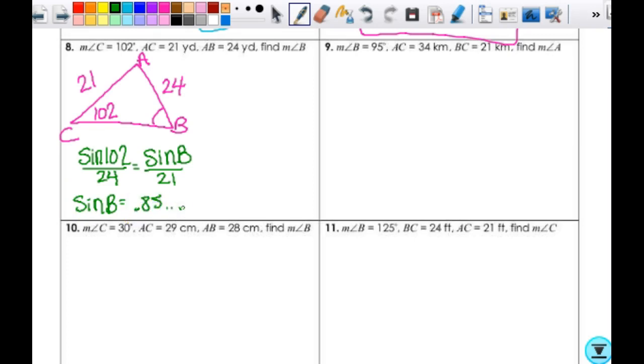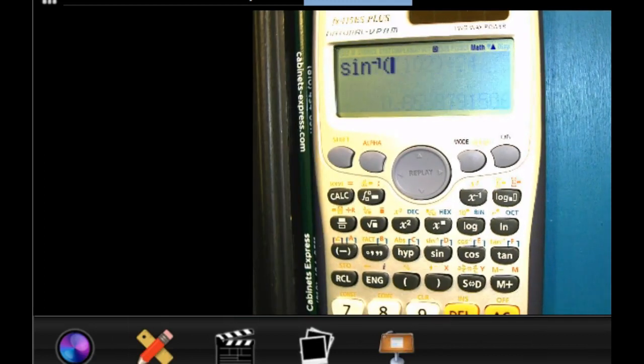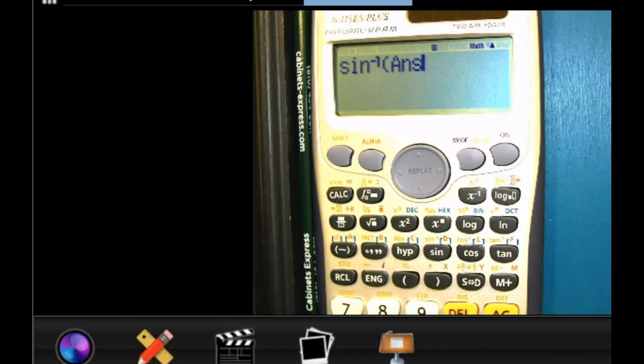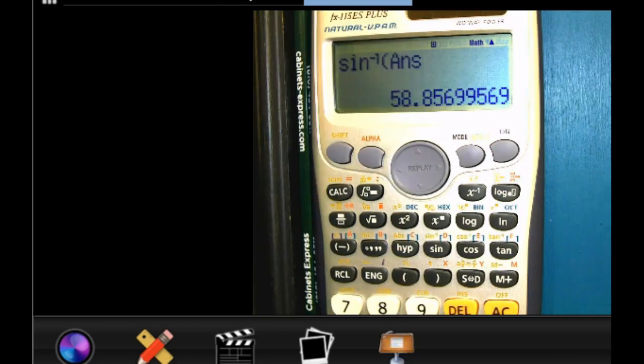But I don't care about that. I want the measure of angle B. So for the measure of angle B, I've got to do the sine inverse. So shift, sine, answer. Everybody good with finding the answer part of that? Speak up if we're okay. And I get 58.856. So I'm going to go ahead and store that.